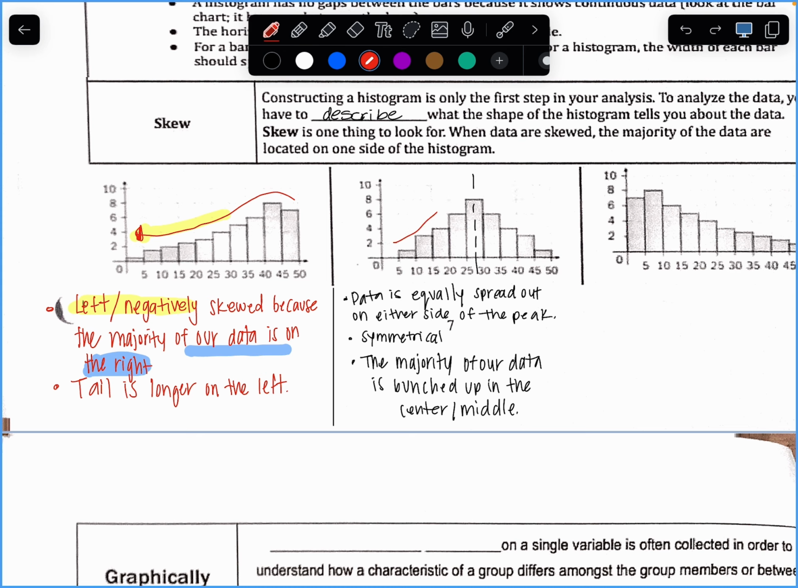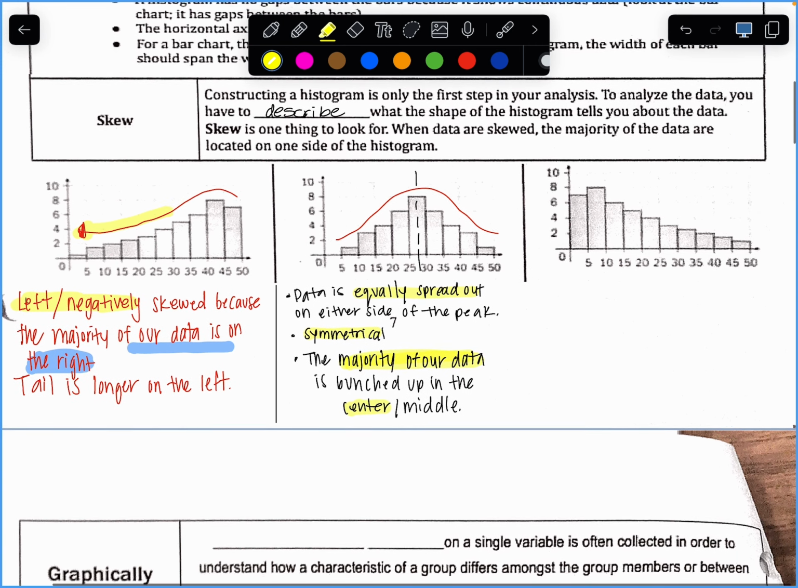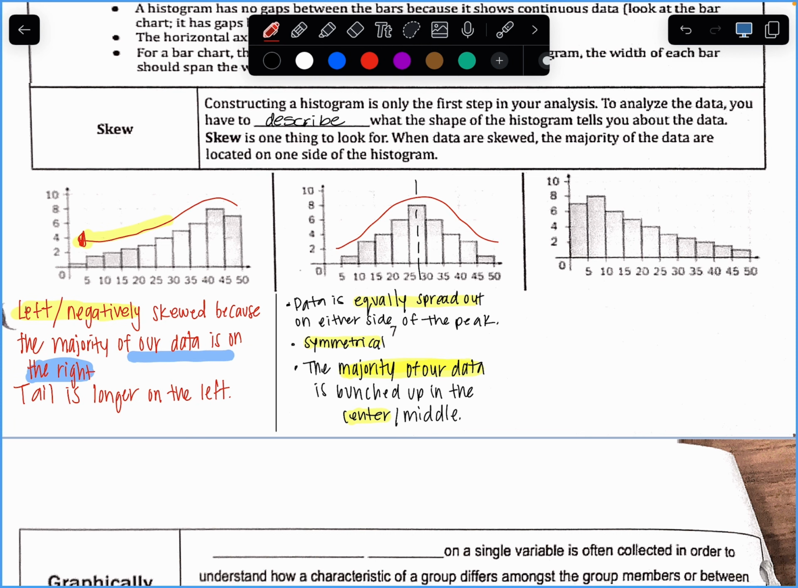There you go. I think that's a little bit better. Okay, good. Let's go ahead and look at, well, let's highlight some keywords. Equally spread out, symmetrical, and then the majority of our data is in the center. Yeah? Okay, now let's look at this other one.